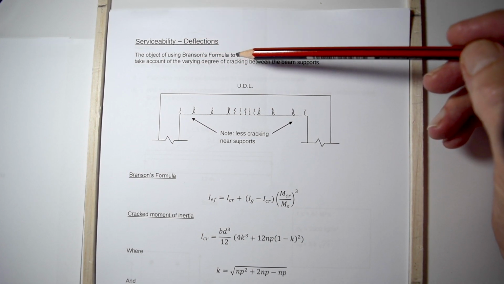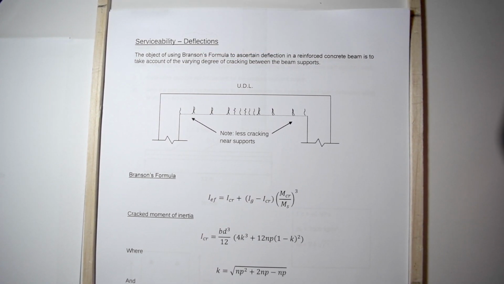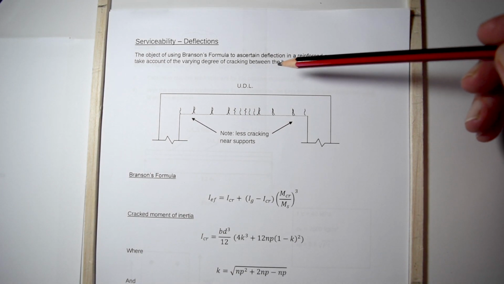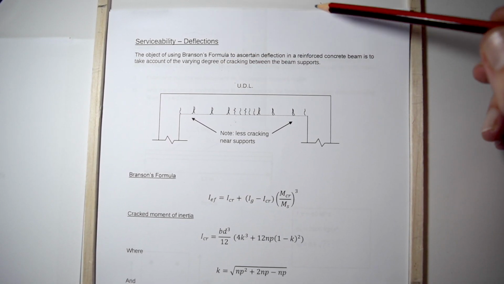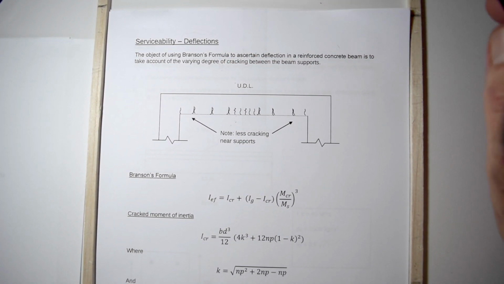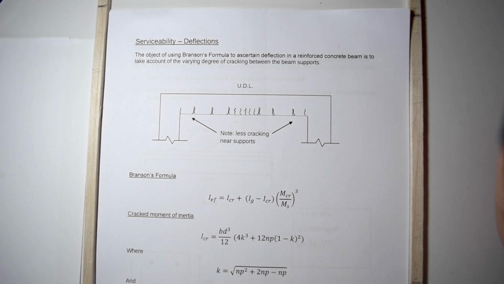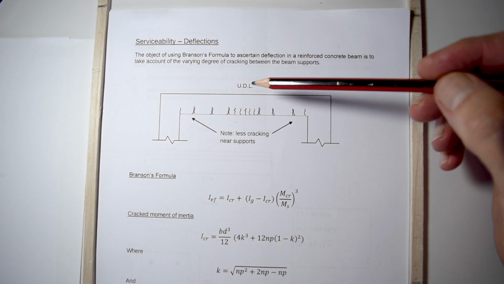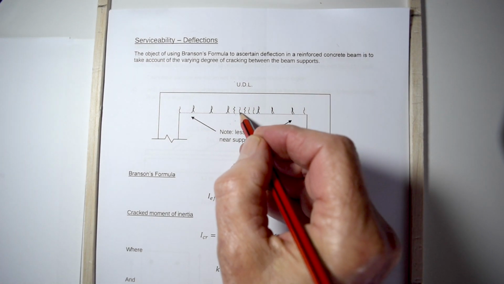But if you have a look at AS 3600, you'll be able to read up on serviceability, and I'd strongly suggest you do that. We're going to look at a formula by a fellow called Branson, who came up with this formula in 1975. It's possible that it will be replaced by somebody else's formula, a fellow called Bischoff. But at this stage, we're looking at Branson's formula. And what we want to do is see how much this beam actually deflects in the center. In other words, how much it sags.